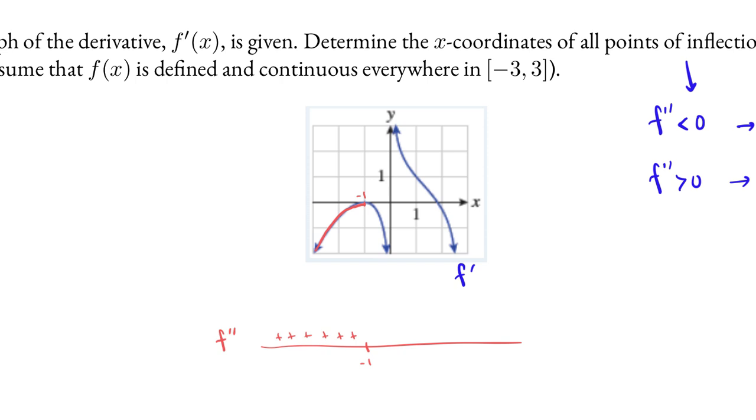And then the first derivative, the graph given, is decreasing, is falling from -1 to 0. So the sign of the second derivative is negative. And then after 0, the first derivative is decreasing. And so the sign of the second derivative is negative.